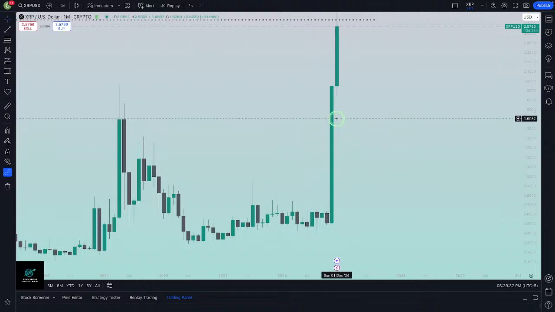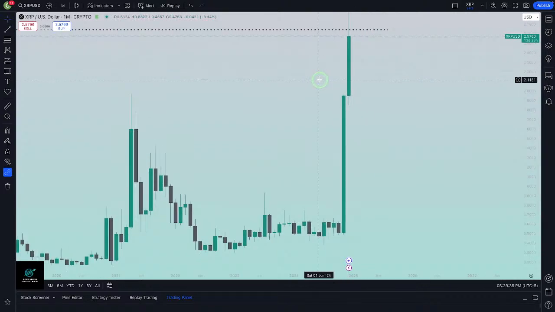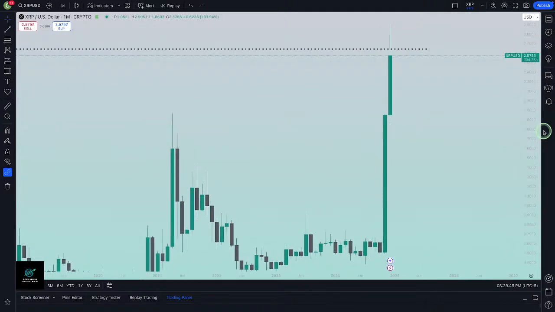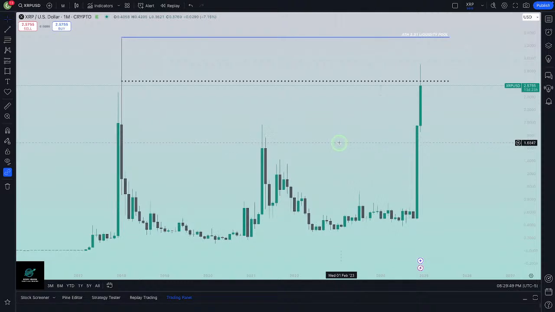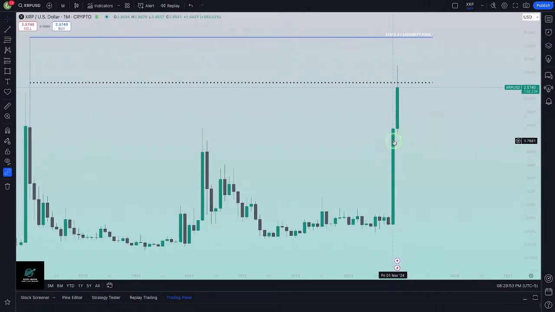Okay, what type of fair value gap? Is it a premium gap or is it a discount gap? Is it above the market or below the market? Y'all tell me. There you go. So it's a discount PD array. It's a discount PD array. There y'all go. So I just wanted y'all to note that, but guess what?